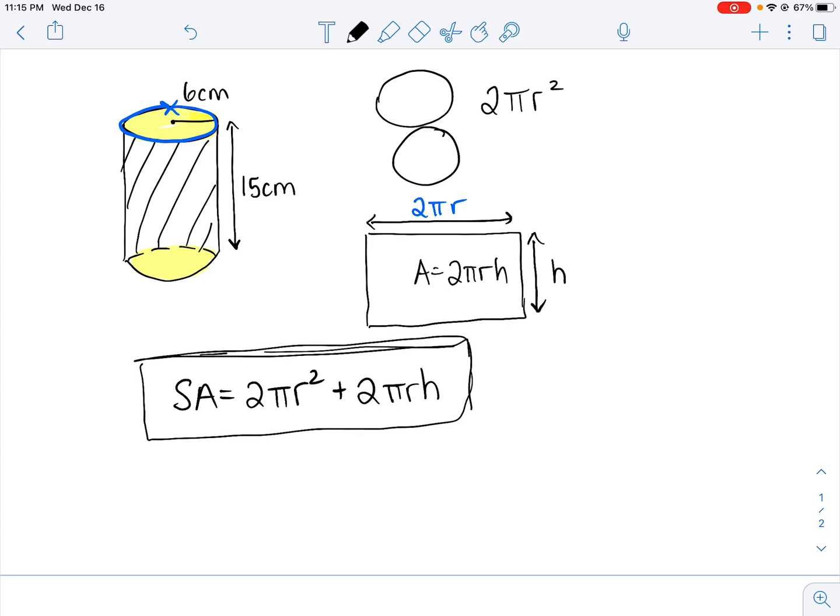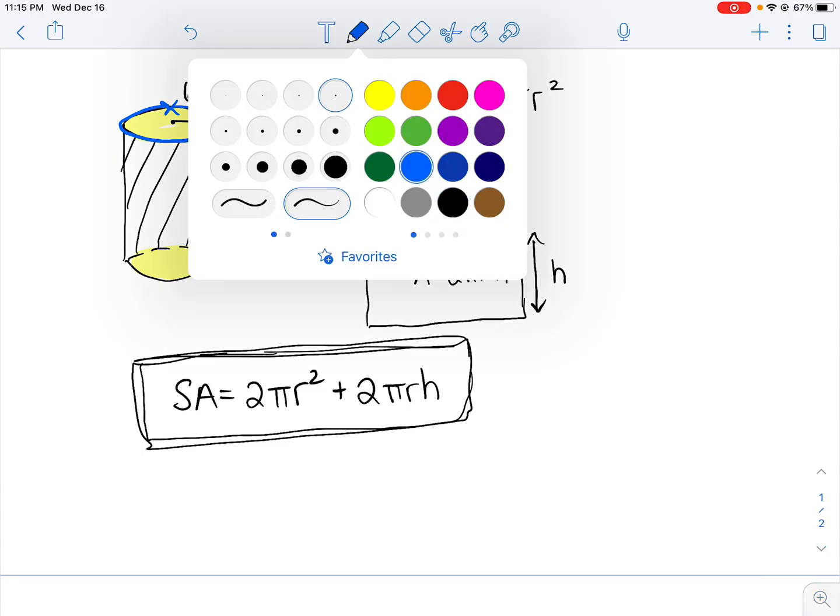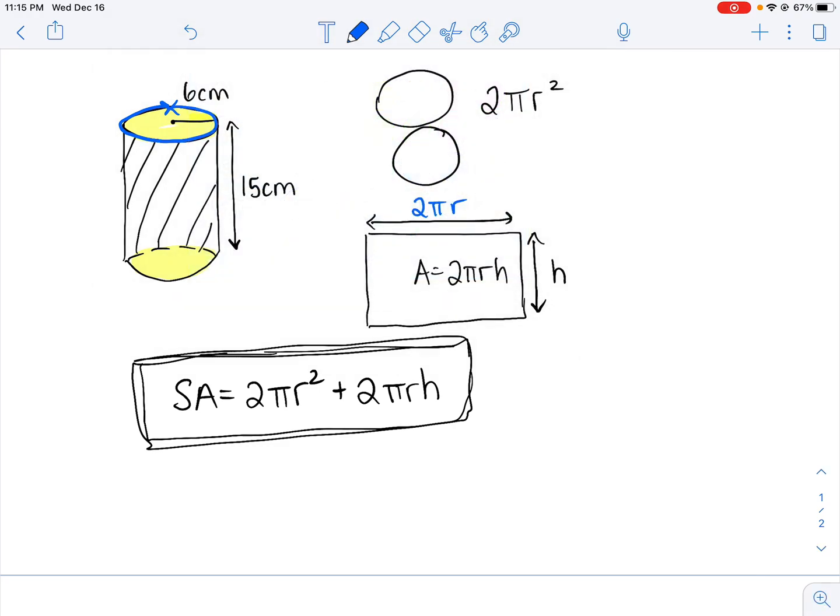So even though you have a list of formulas for a surface area, it's good to know where they come from and what they mean, especially with the cylinder. It's good to know that that represents the 2 circles. And it's good to know that this represents what's called the lateral surface, or that rectangle in the middle.